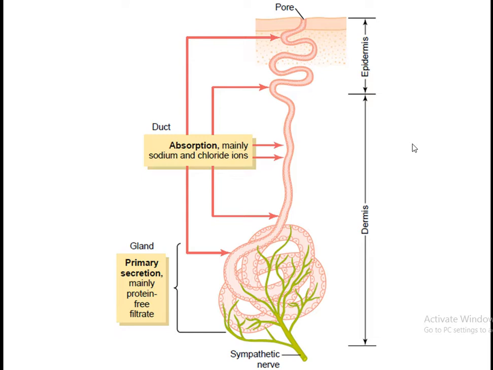The precursor secretion is an active secretory product of the epithelial cells lining the coil portion of the sweat gland, and you can see from this picture that the sympathetic nerves, which are cholinergic in nature, have fibers ending on or near the glandular cells. They are going to produce the secretion when they are stimulated because of the excess heat.